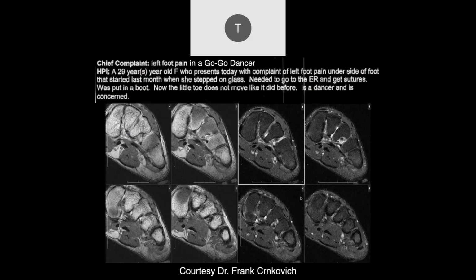Go-go dancer. All right, so left foot pain in a go-go dancer. Looks like maybe a little bit of edema in the region of the fifth. Here's a marker here. And then we see that there is a lot of soft tissue thickening in this area.